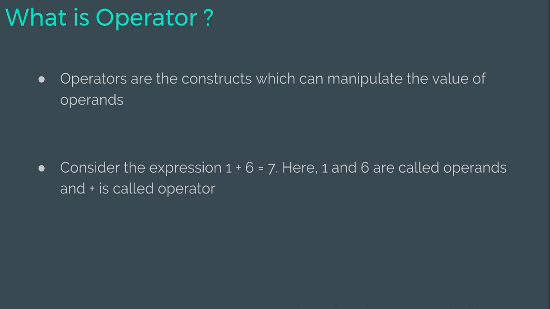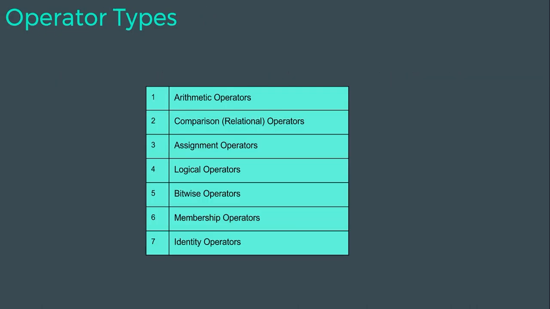There are 7 basic operators used in Python. First is the arithmetic operator, second is the comparison operator, third is the assignment operator, fourth is the logical operator, fifth is the bitwise operator, sixth is the membership operator, and seventh is the identity operator. Now let's see the operators one by one and see how we can use them in Python.